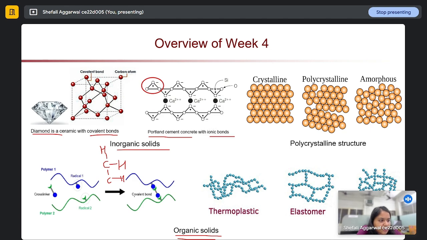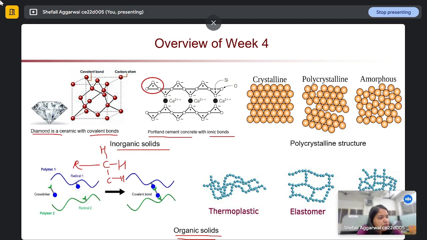Normally, different organic groups can be attached to this chain, which can be some organic heteroatoms, or some other organic groups like hydroxides and amines. Those are also called part of the organic solids.